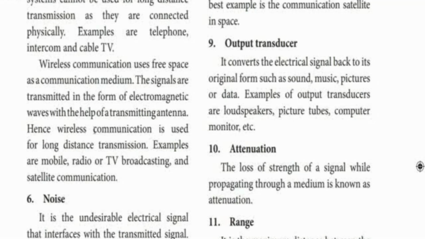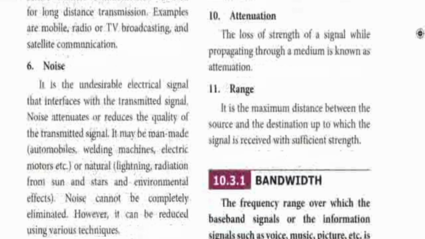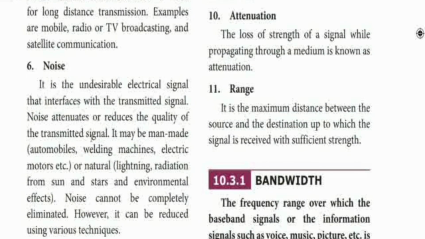Next thing is noise. Noise means an unwanted or undesirable electrical signal or frequency mixed with the signal. This can be man-made or natural. Man-made noise, you know, is automobile sound, welding machines, electrical motors, like that. You can see lines produced on the TV when you switch on a mixie or grinder. That is man-made noise. The other one is natural noise, like lightning and radiation from the sun. So environmental effects are natural noise.